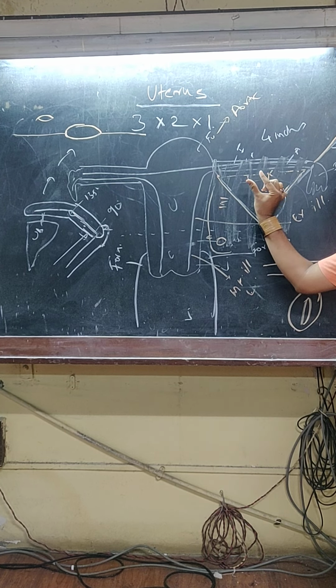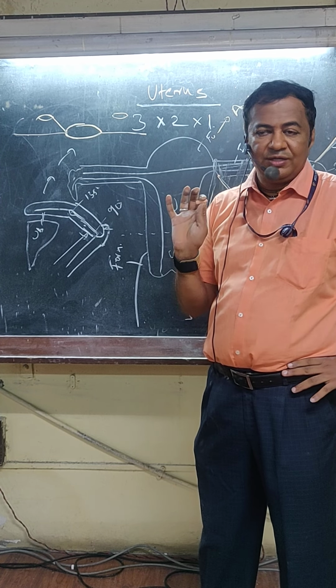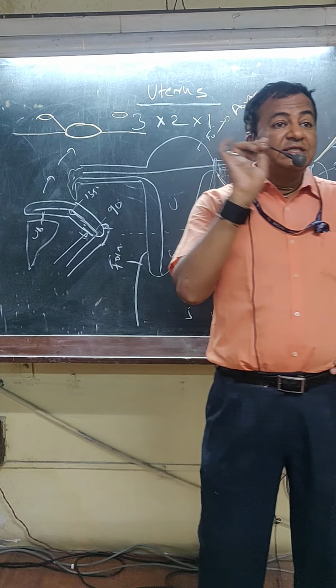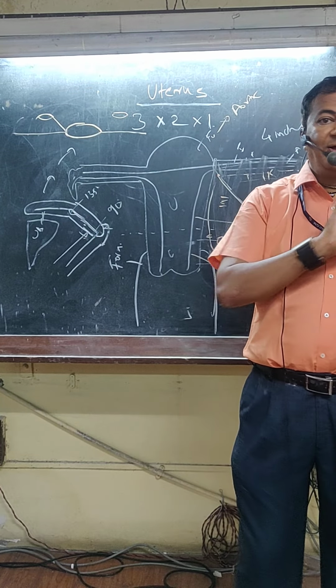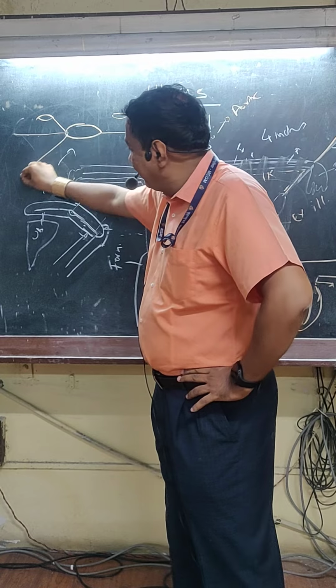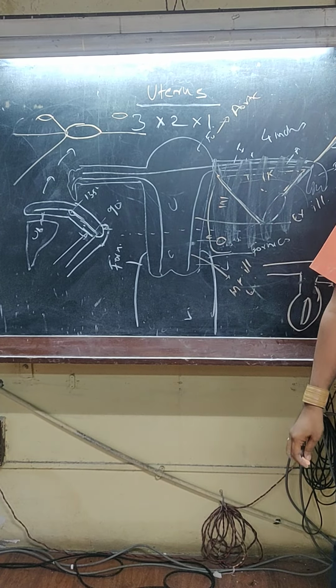Now this is ovary. What is this ligament running from the lower pole of the ovary to the uterus? Ligament of ovary. What was the structure running from the lower pole of the testis? Gubernaculum. So this is gubernaculum of the ovary. And then it goes further as round ligament of uterus.